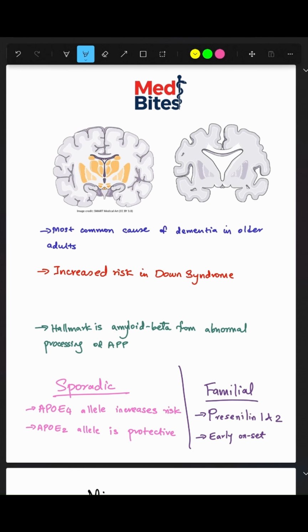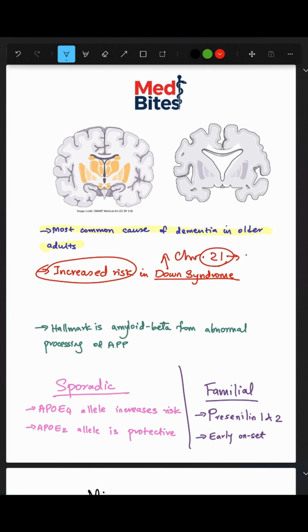Alzheimer's is the most common cause of dementia in older adults. So what does that mean? It means that increased age or advanced age is one of the strongest risk factors. One high yield fact for Step 1 is that individuals with Down syndrome are at an increased risk. Why? Because Down syndrome means you have an extra copy of chromosome 21.